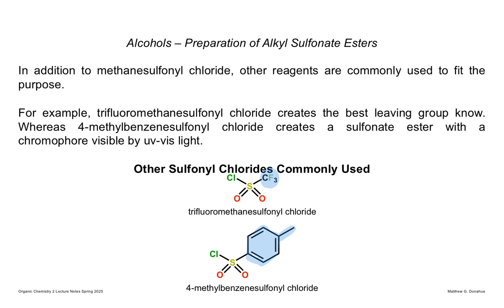The reason that would be used is because, as we learned in the beginning of this semester, the benzene ring is a chromophore, so it's UV active. You can track the reaction progress by TLC. The CF3 group or the CH3 group, you can't really see it by TLC, so then you're like, how do I know when the reaction's done?